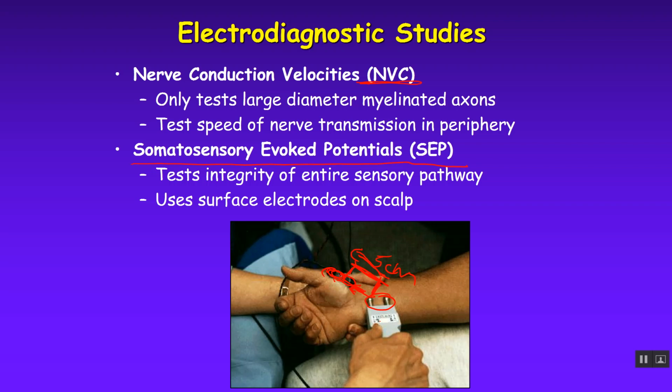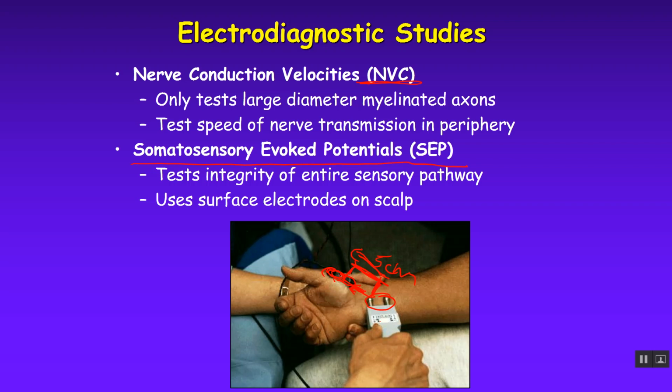Then they'll stimulate. If they put electrodes on the right side of my scalp, they'll stimulate my left foot with a sensory stimulus. They know the distance, and they'll measure how long it takes from the stimulus to actually register on the surface of my scalp, on my cortex. How long does it take to get there? That's a somatosensory evoked potential, and there are normal values for that.